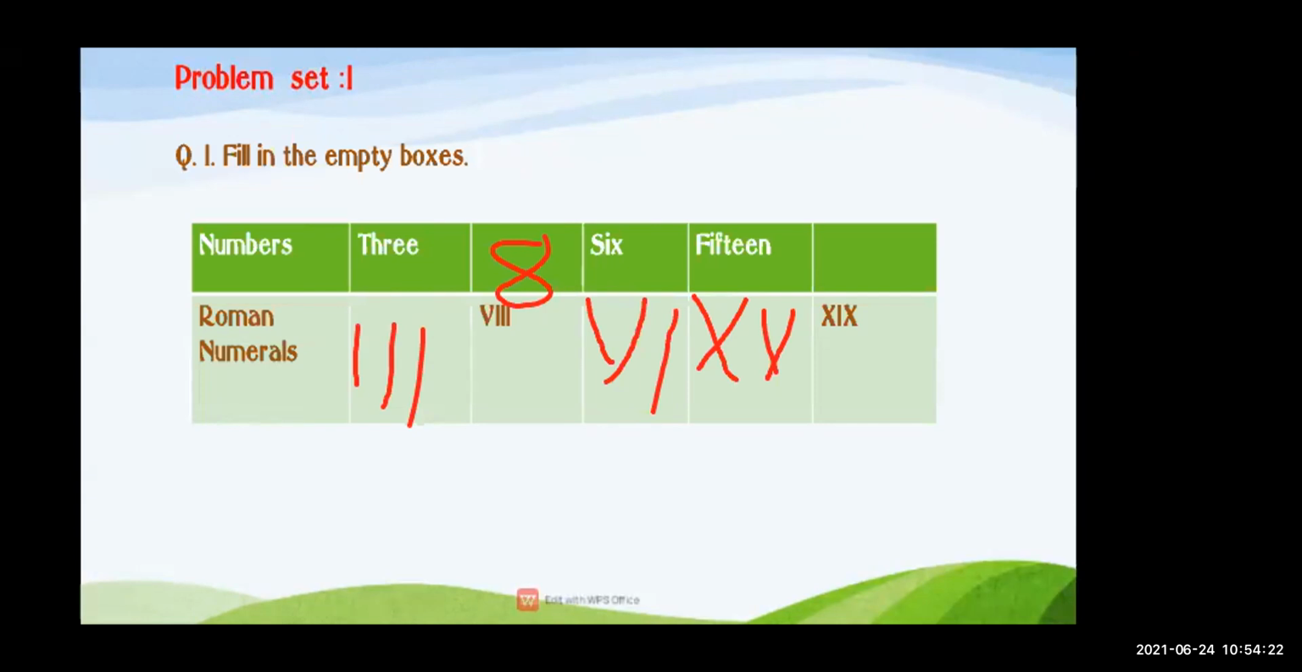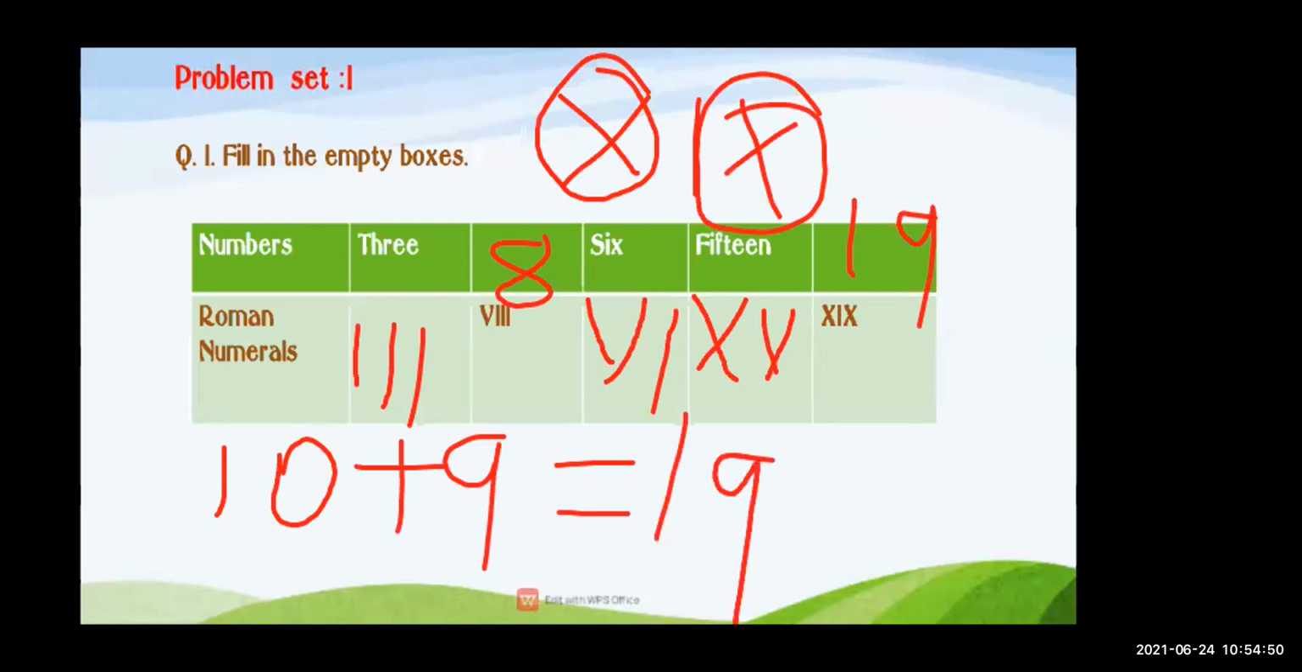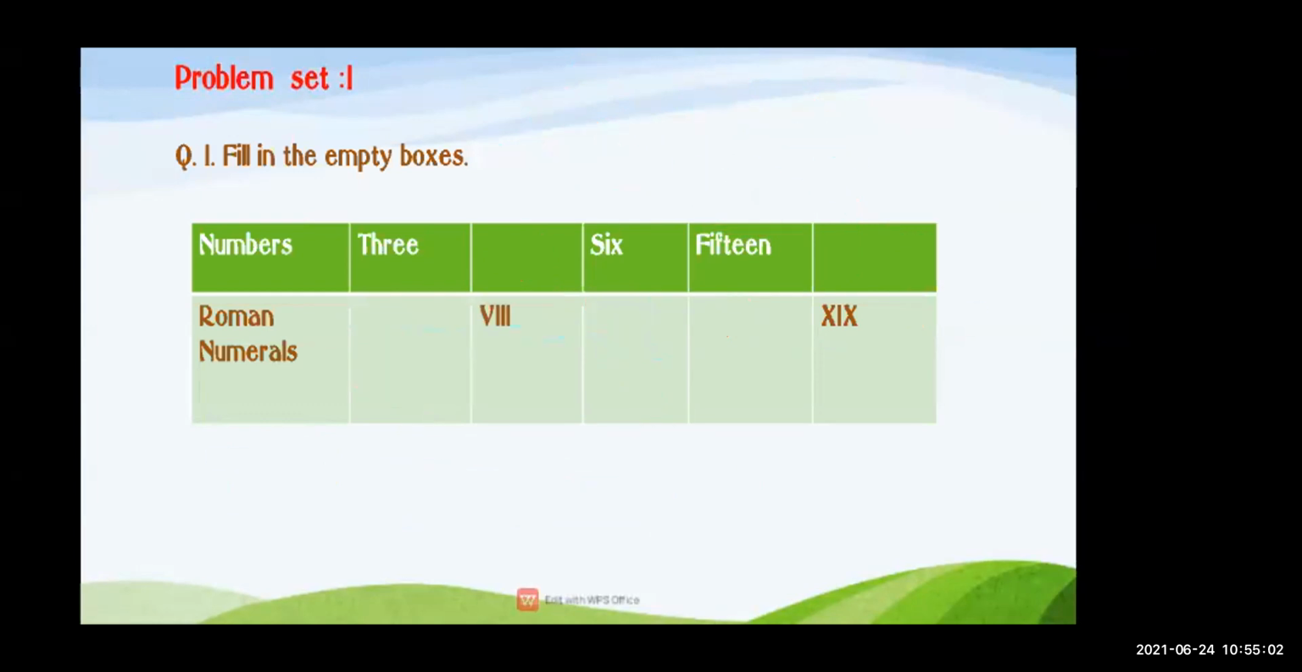It is 19. How did you identify 19? Because it is given X, I, X. Now this X means 10 and IX. I have told you I and X is the symbol of 9. So 10 plus 9 will become 19. Very nice. Okay, now we will solve our next question.